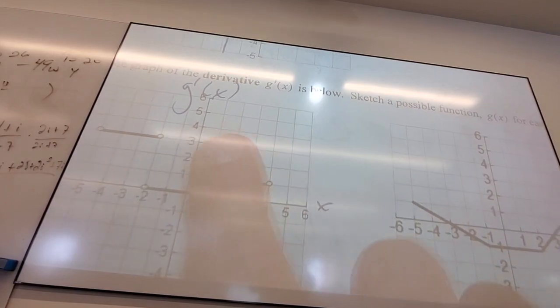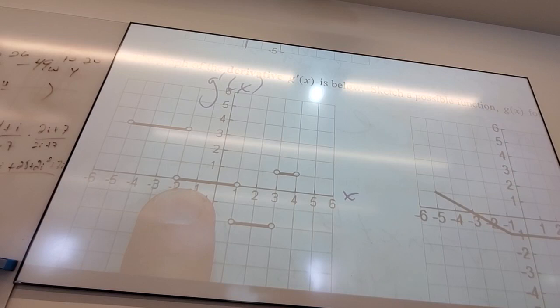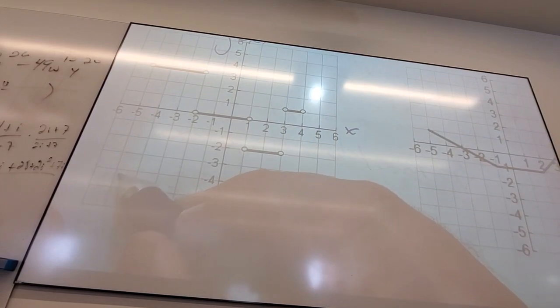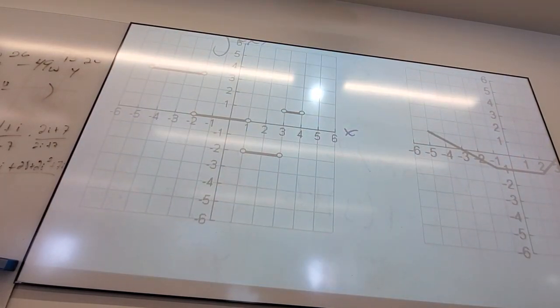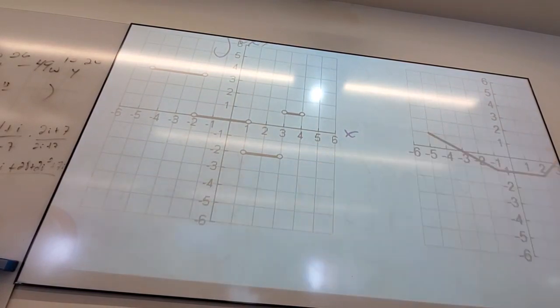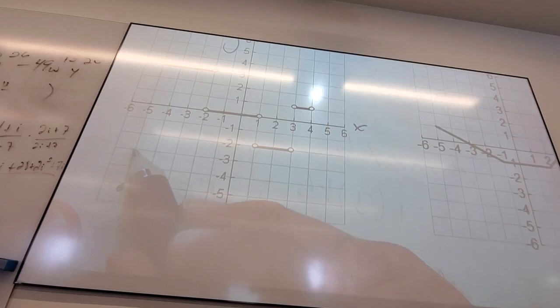So now this is G prime. The picture you see is the slope. So what kind of picture am I going to draw between -5 and -2? It's got to be a line that has a slope of 3. So I'm going to start down here so I have room. It doesn't matter where I put it, as long as it has a slope of 3. So if I start here, I'm going to go up 3, over 1.